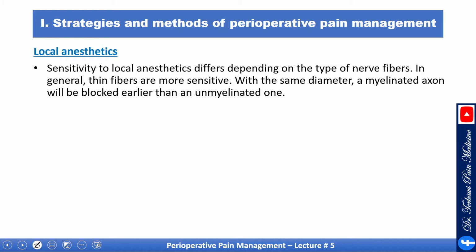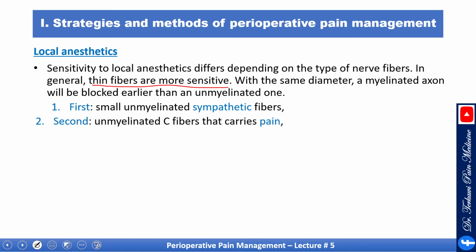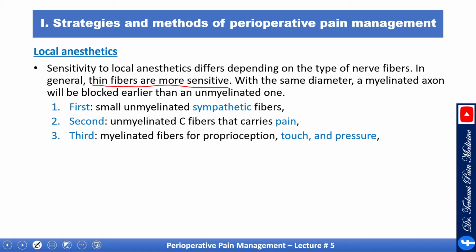Sensitivity to local anesthetic depends on the type of nerve fiber. In general, thin fibers are more sensitive. With the same diameter, a myelinated axon will be blocked earlier than an unmyelinated one. So the order of the blockade first will be small unmyelinated sympathetic fibers, followed by unmyelinated C fibers that carry pain, followed by myelinated fibers for proprioception, touch, and pressure, and finally large myelinated motor fibers.